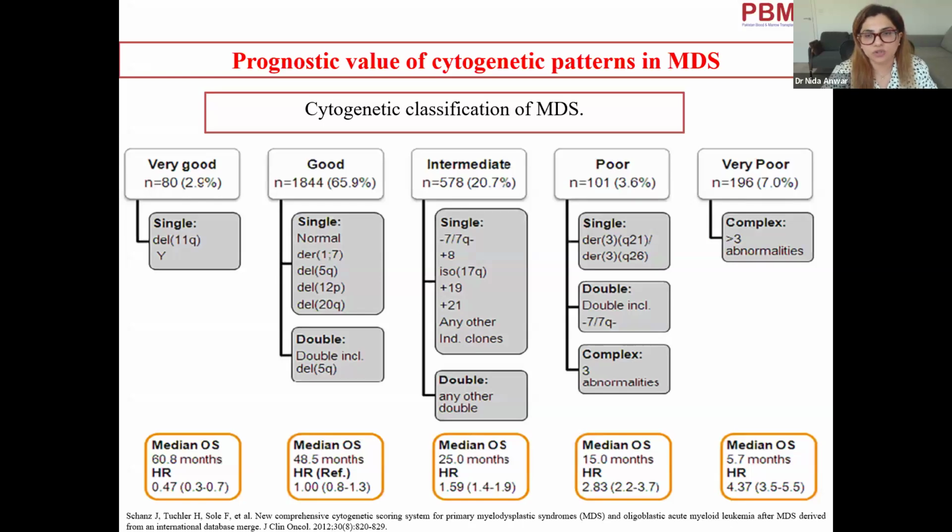Coming to the prognostic value of the cytogenetic pattern in MDS, the very good cytogenetics involve -Y and deletion 11q, the good involving deletion 5q, 20q, 12p, and normal karyotype, the intermediate ones involving trisomies like trisomy 8, 19, 21, deletion of the long arm of chromosome 7, and the poor ones which involve monosomy 7 and complex cytogenetic abnormalities up to 3. However, the very poor involve complex abnormalities more than 3. This in turn determines the median overall survival and transformation time into acute myeloid leukemia.